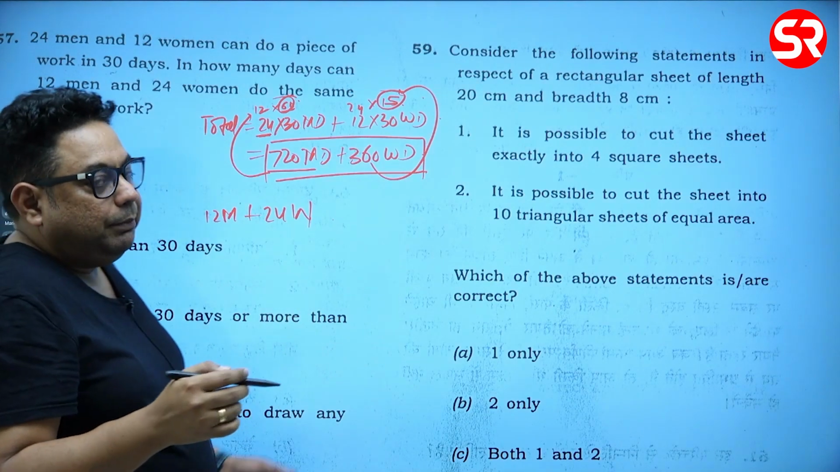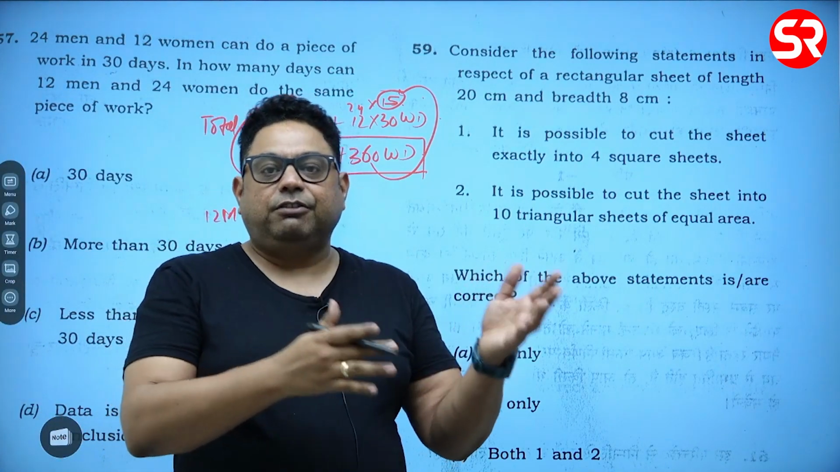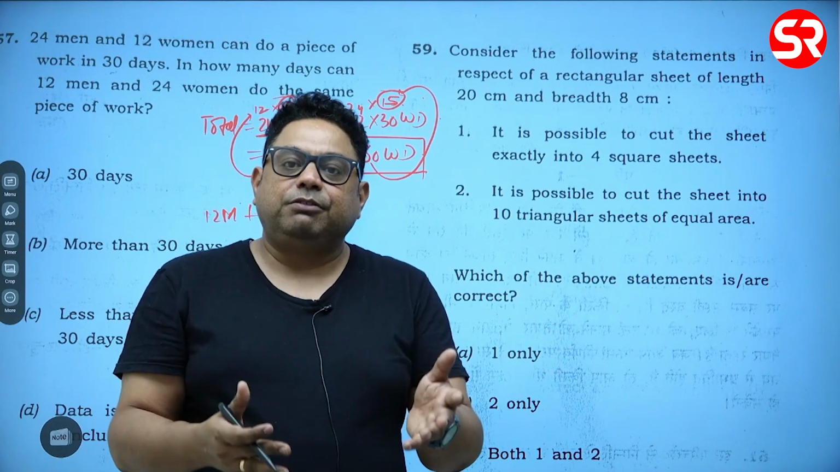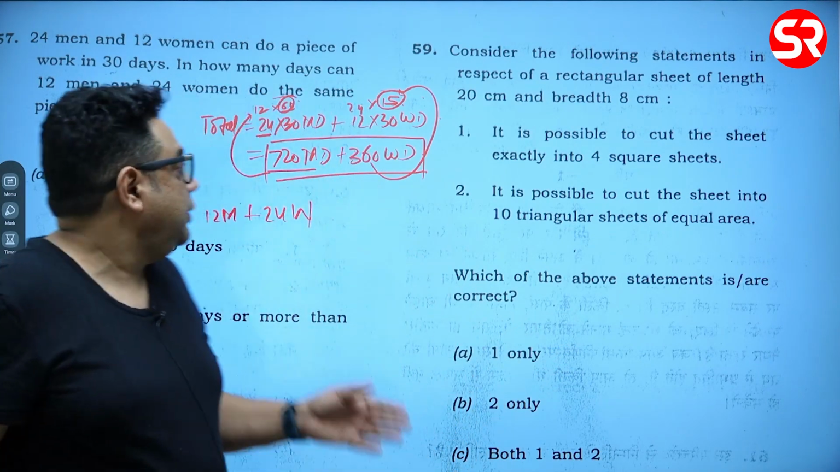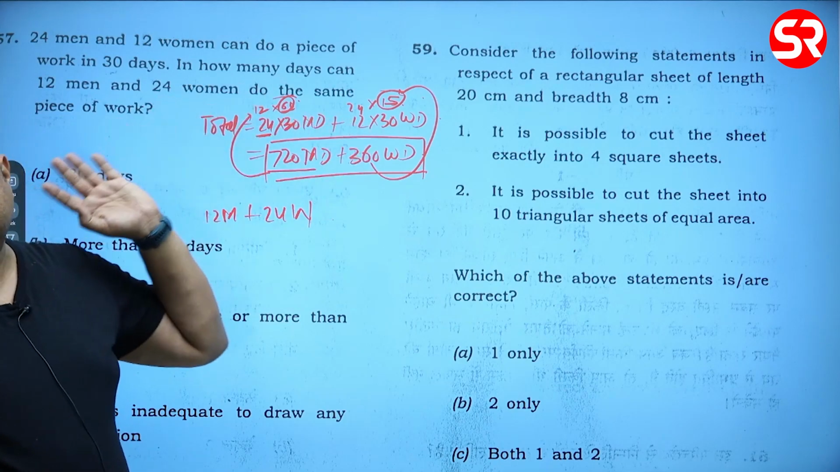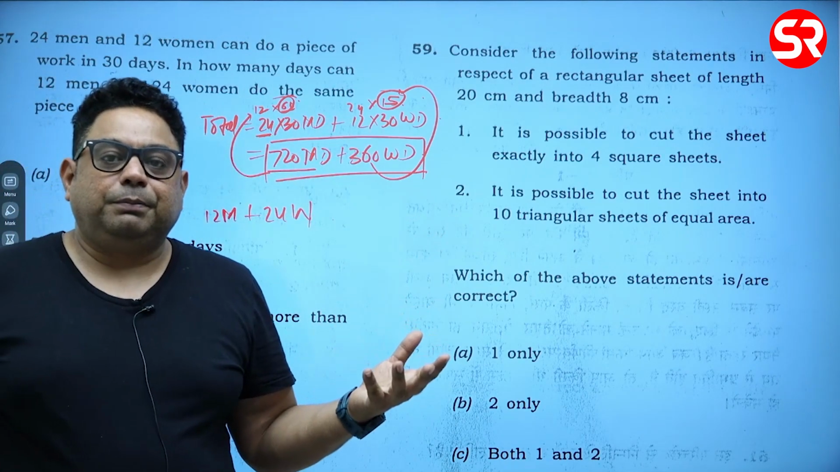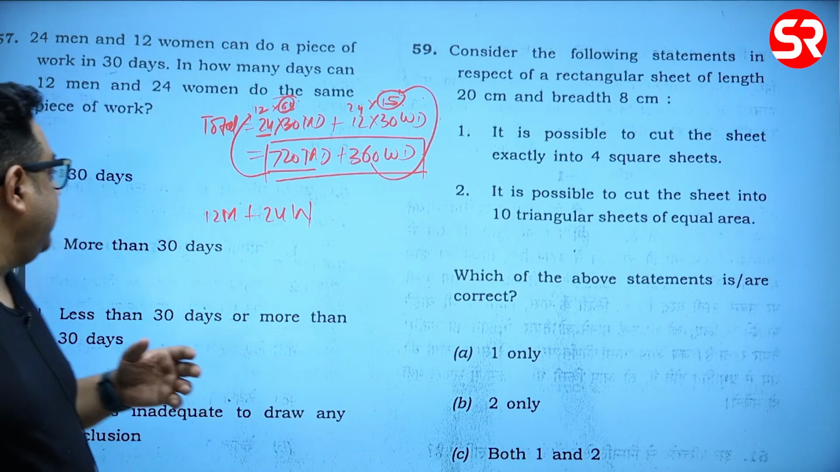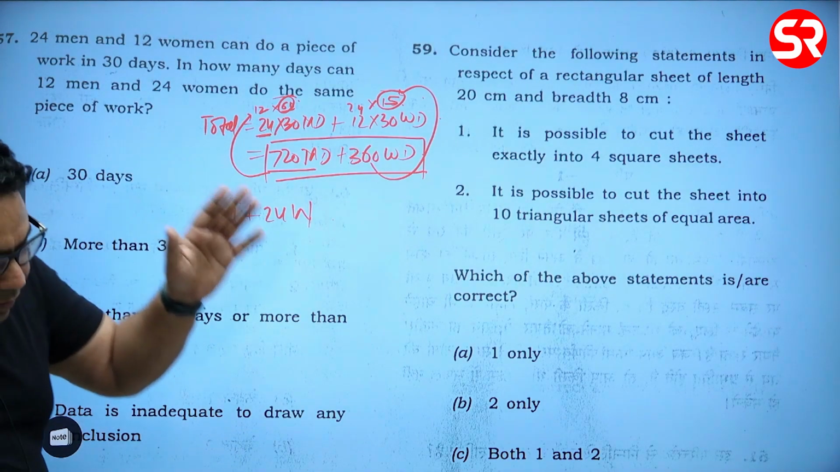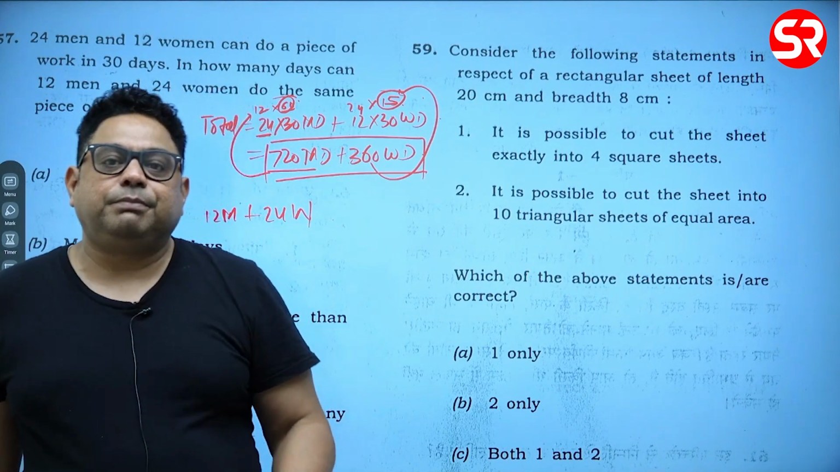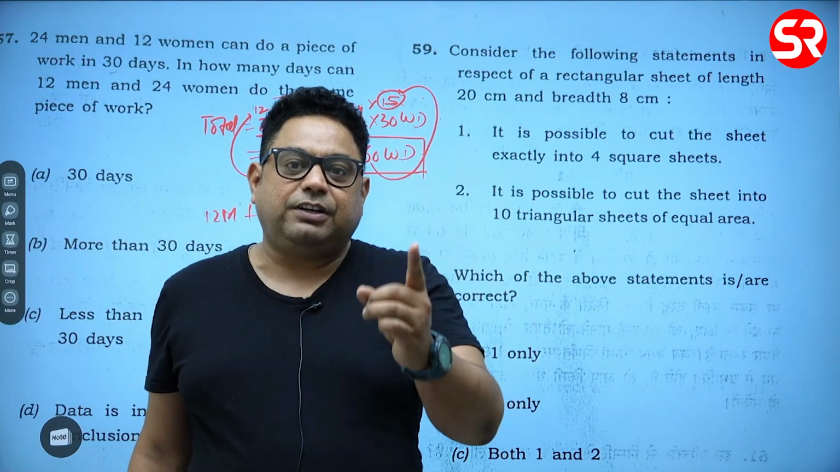Why? Because there is no comparison given between men and women. How many men are equal to how many women? That is the reason comparison is not given. So you just cannot say, sir, this is 60, this is 15. Many people are discussing this, and they are trying to say that your answer has to be more than 30 days. It would be your answer only if there is a comparison that a man is a better worker than a woman.